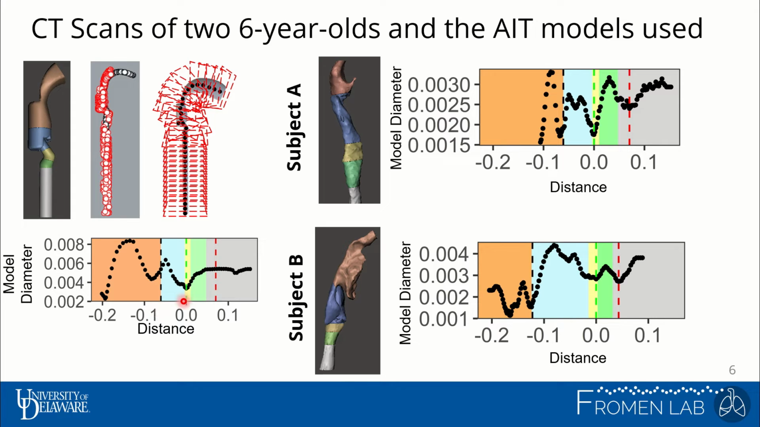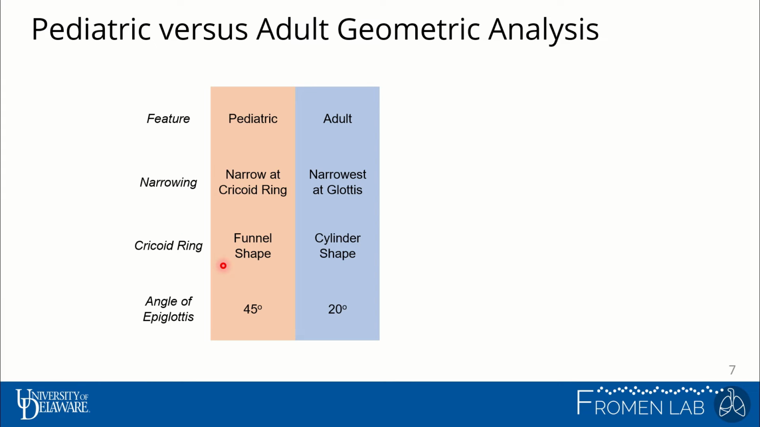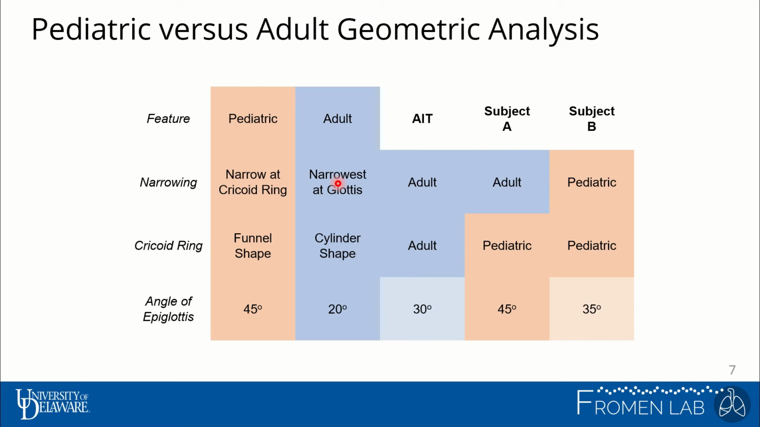And we can see, for example, that the glottis of the Alberta idealized throat is more narrow than the cricoid ring area. And we use this type of analysis to quantify the anatomic features and determine if they were more pediatric-like or adult-like. So, for example, for the Alberta idealized throat, the narrowest feature was at the glottis, so that was more adult-like, and the Alberta idealized throat has predominantly adult-like features. Subject A had a mixture of adult and pediatric-like, and subject B had predominantly pediatric-like features.